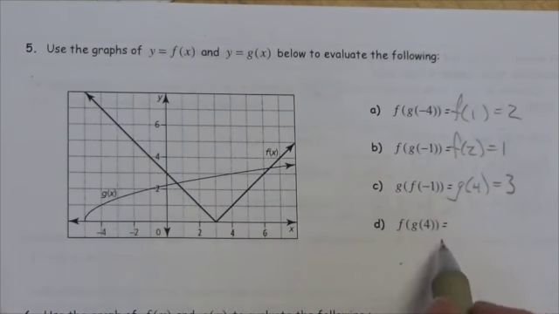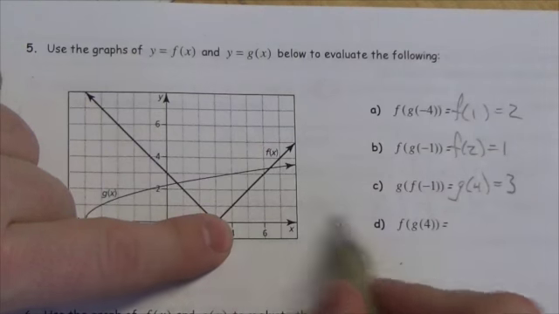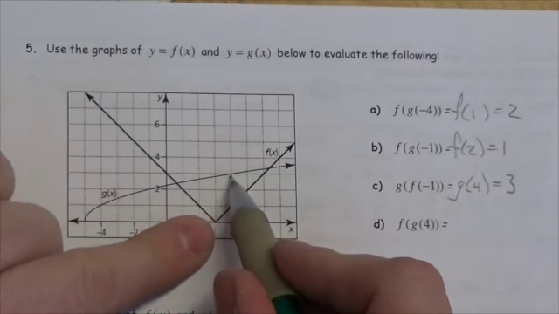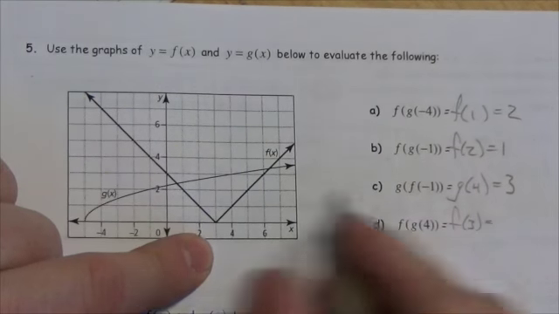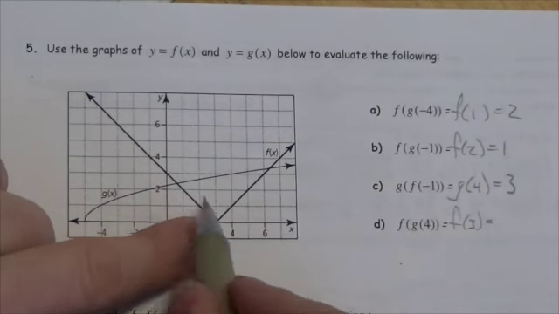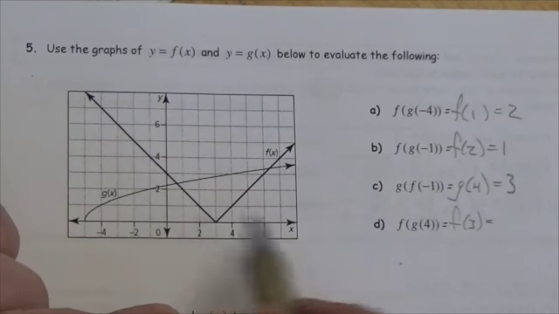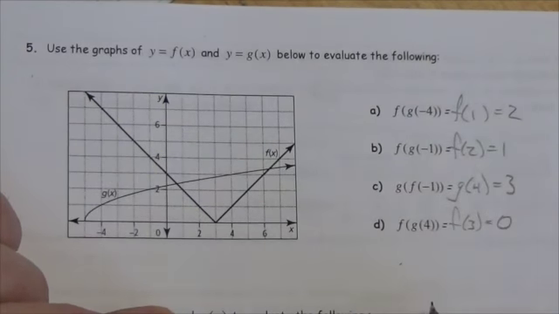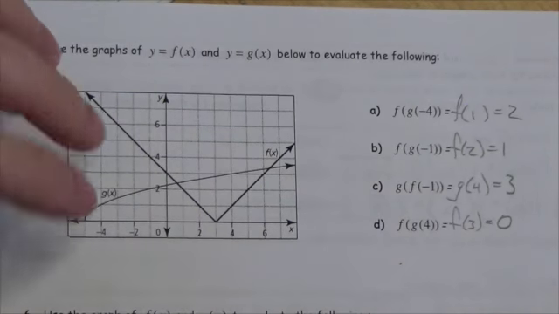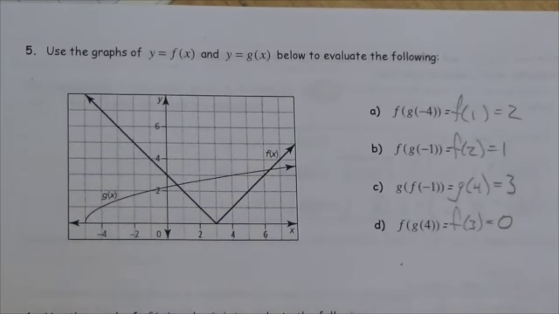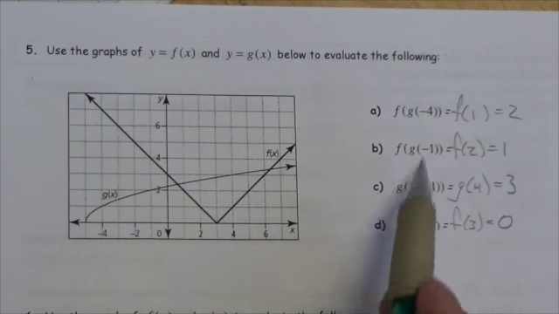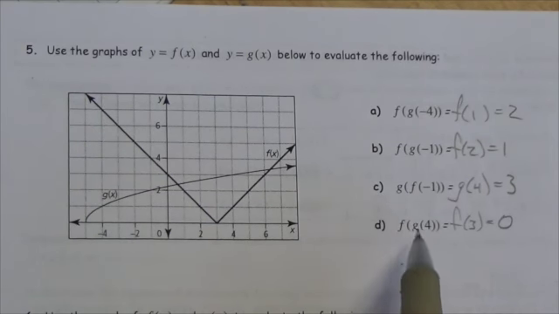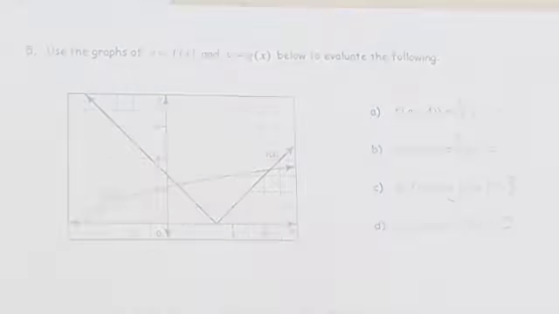F of g of 4, okay, I start at 4, and I'm going to go to g, and that's going to give me 3. So this is the same as f of 3. Go to 3, and then f of 3, well, that's right on the x-axis, so that's going to be 0. Okay, that's how you compose these things. Just one step at a time. Don't try to do too much too quickly. Start at the middle, identify the value of the inside function, and then that becomes the x-coordinate for the outside function.